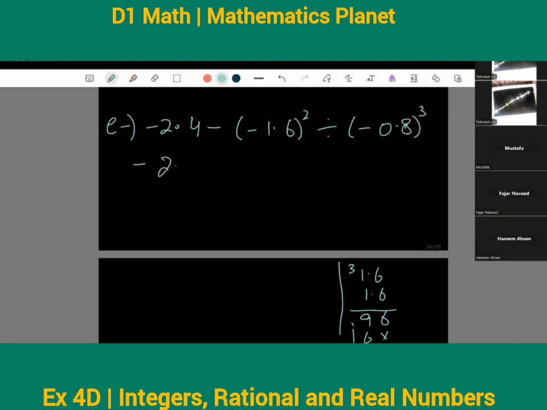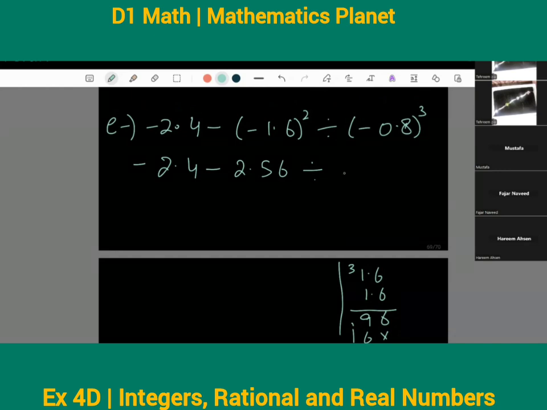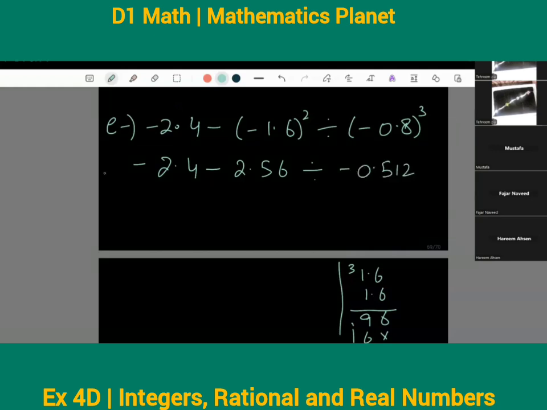So you get minus 2.4, minus minus होगा plus, 2.56 divided by 0.8 का क्यूब क्या होगा. इसी तरह आप 0.8 को 3 टाइम्स मल्टीप्लाई कर लेंगे. 0.8 multiply by 0.8, तीन दफा मल्टीप्लाई करेंगे तो you will get 0.512. अब आपको ये यहाँ तक आ गया है तो अब आप इजीली कर सकते हो.